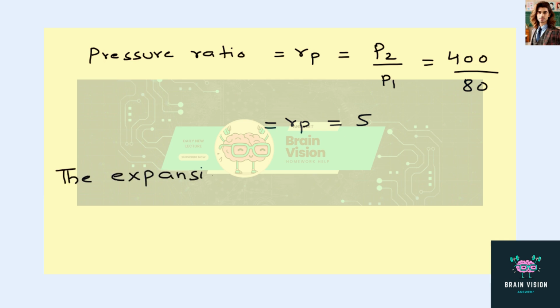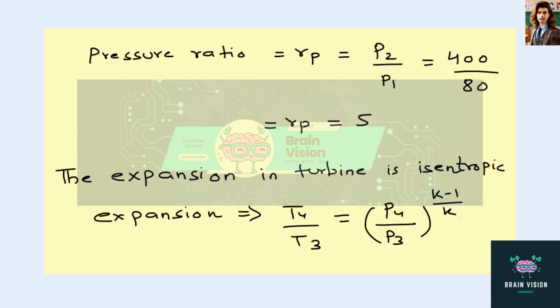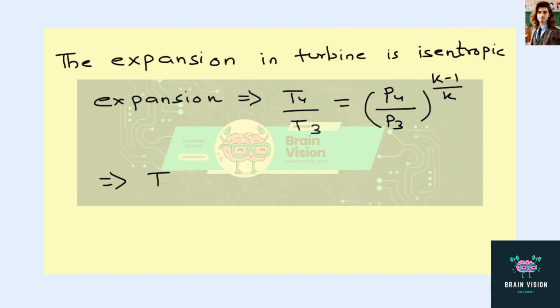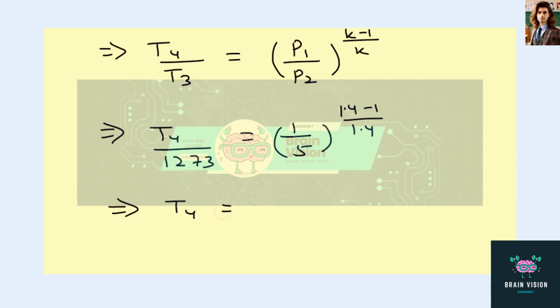Now the expansion in the turbine is isentropic expansion. So the formula we will use is this, which I am writing here. This is the formula we will use to solve the problem. We can write this as T4 by T3 is equal to P1 by P2 whole to the power K minus 1 by K. I am putting in the values which are given in the question as well as those we calculated earlier. On solving this, we get T4 as 803.75 Kelvin.